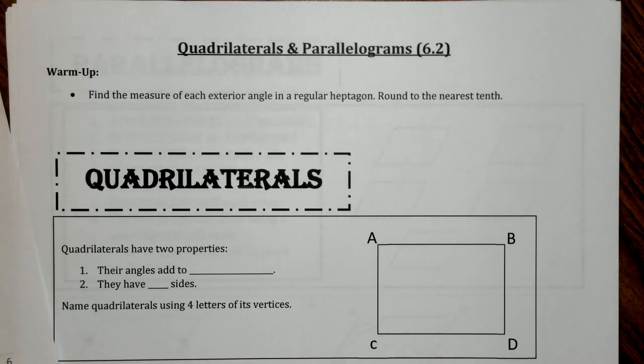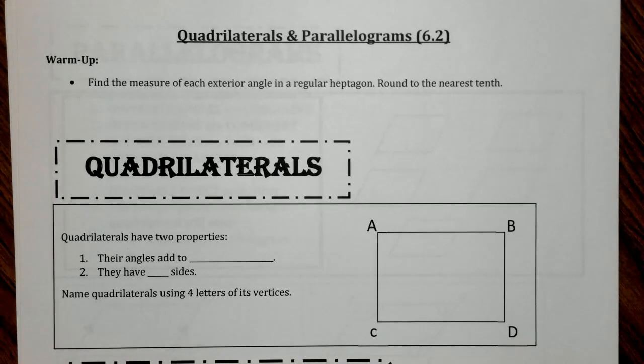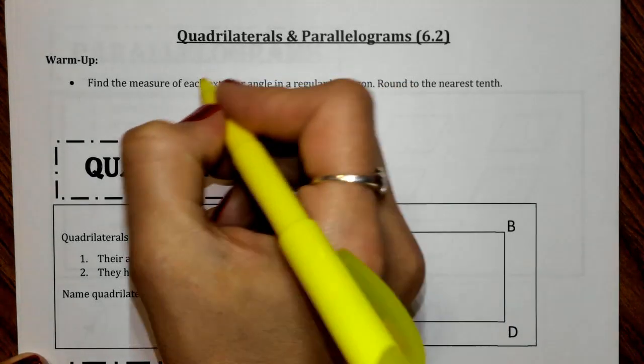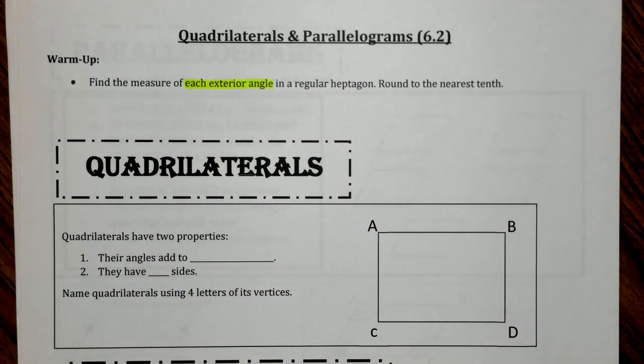All right, we're going to go ahead and talk about quadrilaterals and parallelograms. First thing we want to do is look at our warm-up. Our warm-up is going to go back to our angles of polygons in our previous notes. We're going to find the measure of each exterior angle. Very important to highlight that so we know we're looking at each exterior.